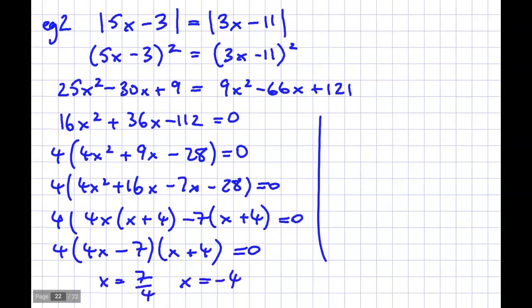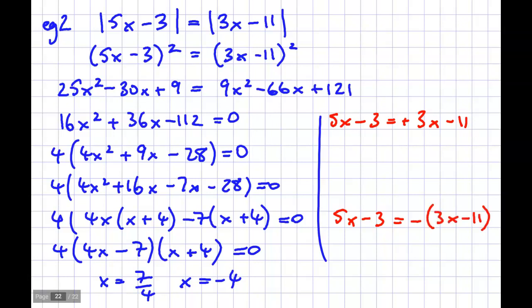Now, just very quickly, I can take the second approach, whereby I would separately say 5x minus 3 is equal to the positive version of 3x minus 11 and solve that, and separately I could do the same thing with 5x minus 3 being equal to minus 3x minus 7. And when I expand each of those out and solve them, I get the same two answers.